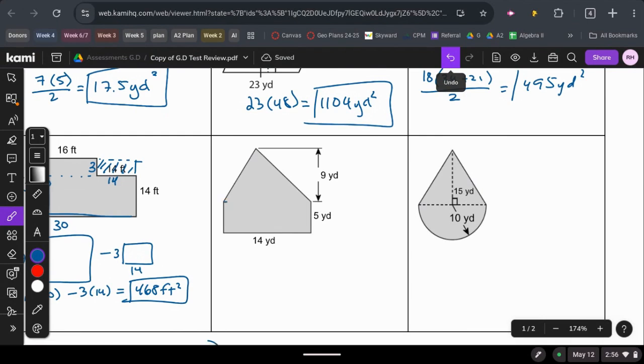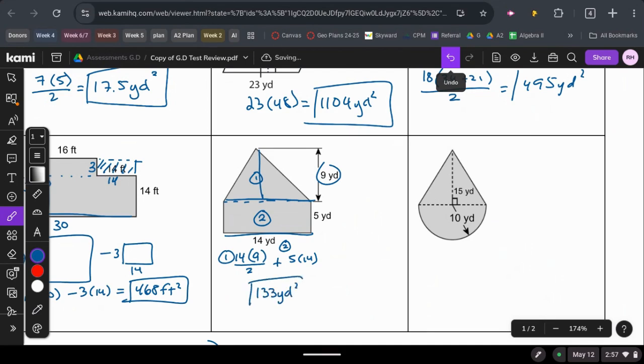This one looks like we've got a triangle on top of a rectangle. So I'm going to label this as 1 and 2, so that when I find the area of a triangle, I can show that I know it's base times height. Well, that's my height, so I know it's times 9. The base is the same as that, so 14, but it's a triangle, so I have to divide by 2. Since I'm finding the area of the whole shaded region, I have to add on the area of the rectangle, so just 5 times 14 for the length and width. When I add these 2 together, I get 133 yards squared.